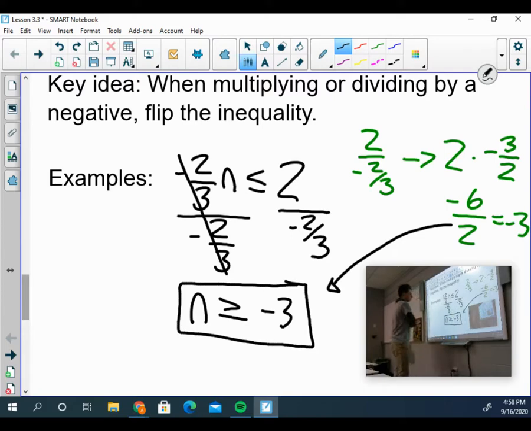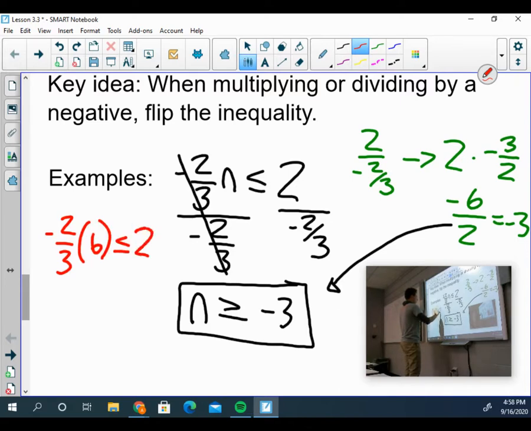A number greater than or equal to negative 3 is 6. I will try it back in the original. Negative 2/3 times 6 should be less than or equal to 2. What is negative 2/3 times 6? Well, negative 2 times 6 gives me negative 12. Divided by 3 is less than or equal to 2. Negative 12 divided by 3 is negative 4, which is less than 2.